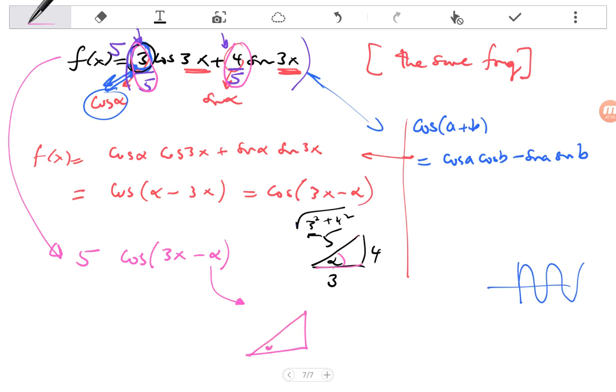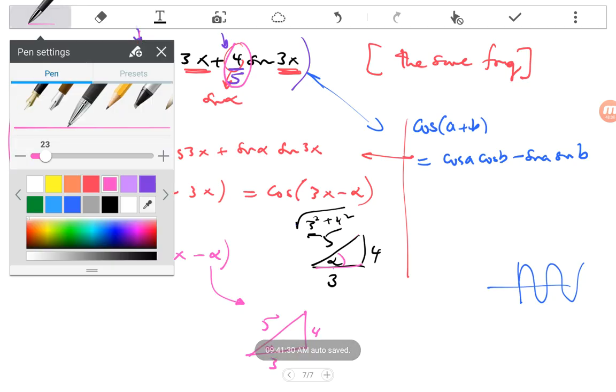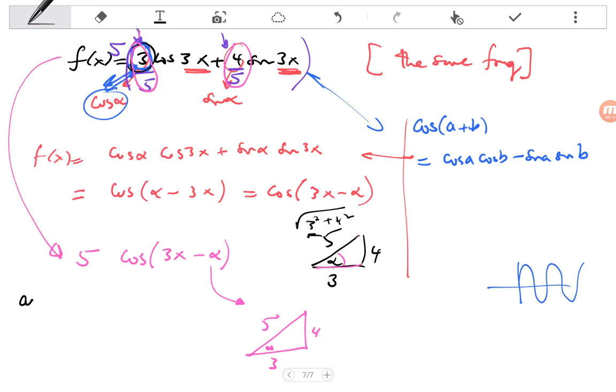The triangle of that alpha is just taking these values 3, 4, 5 like this. This is the angle alpha, so I know its cosine and its sine. In this way, we can find the amplitude, the frequency and the period. So the amplitude will just be 5. The frequency will be 2 pi.